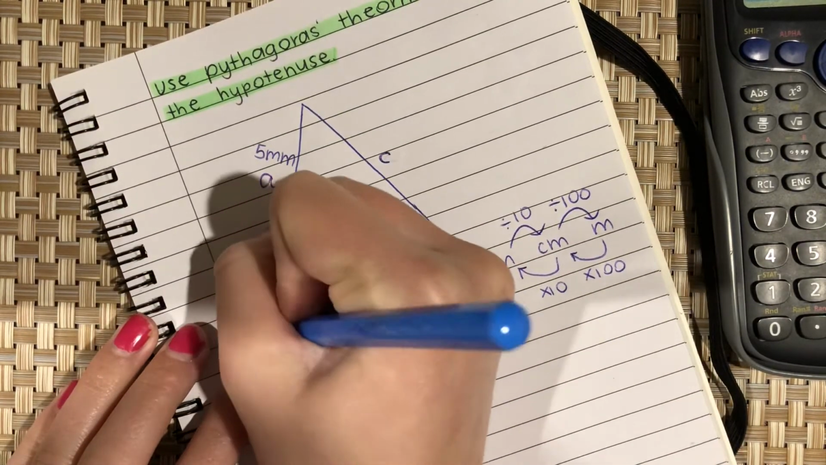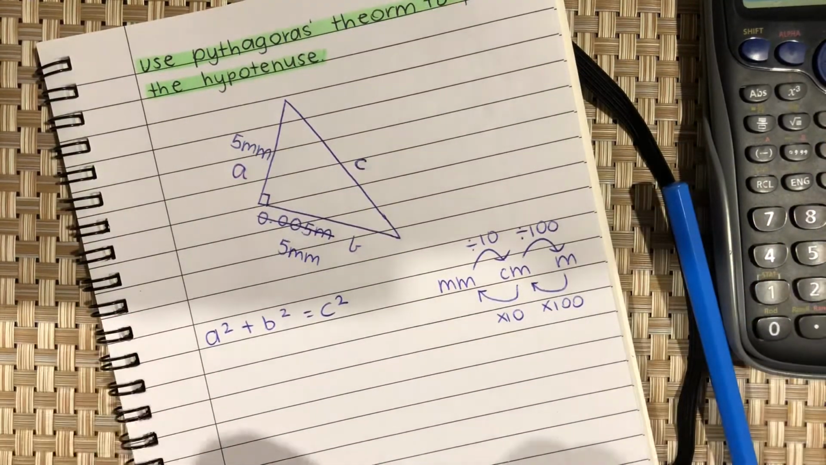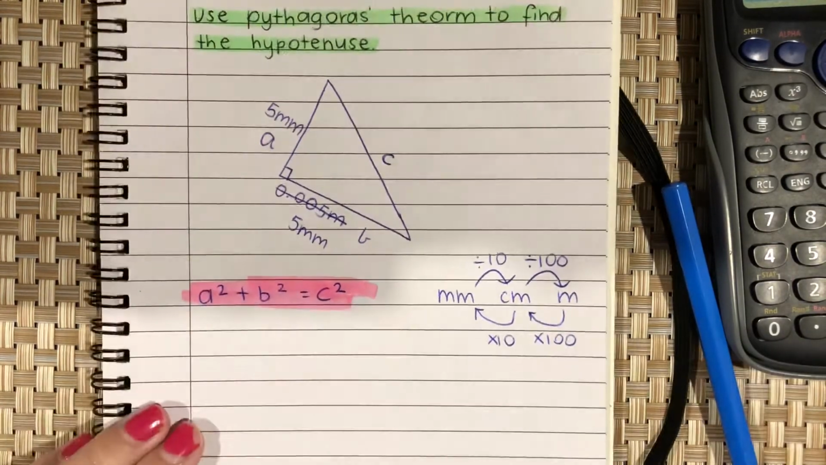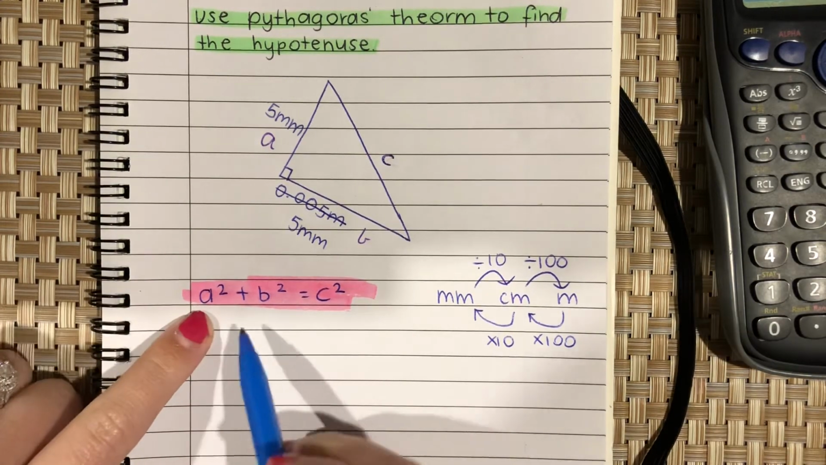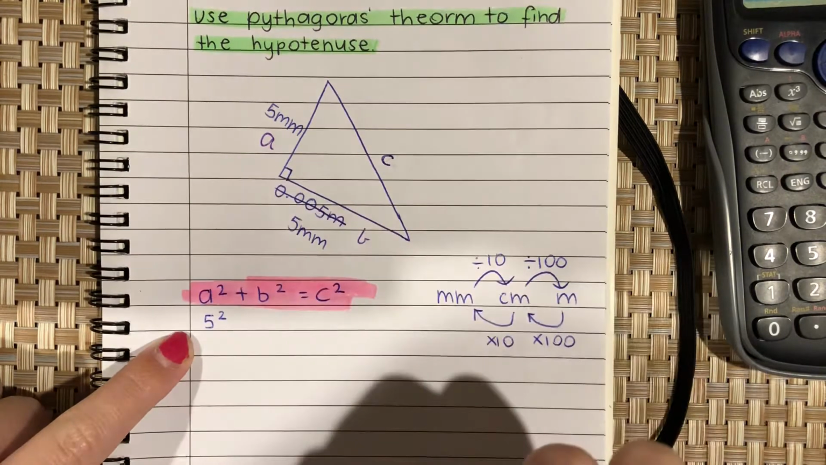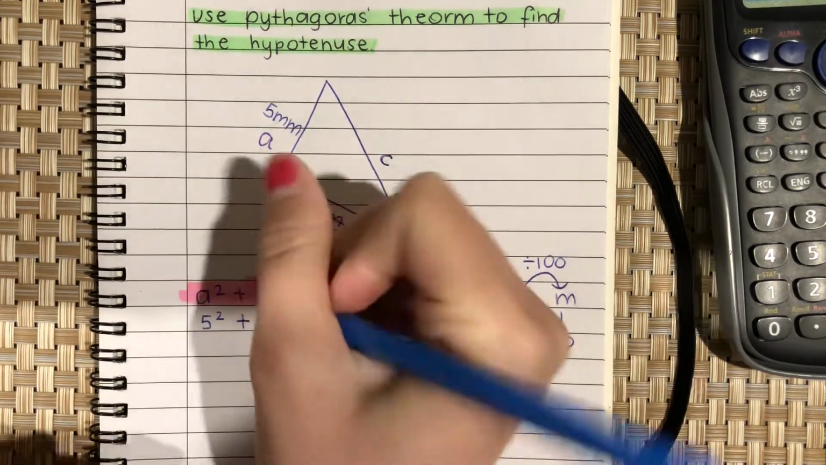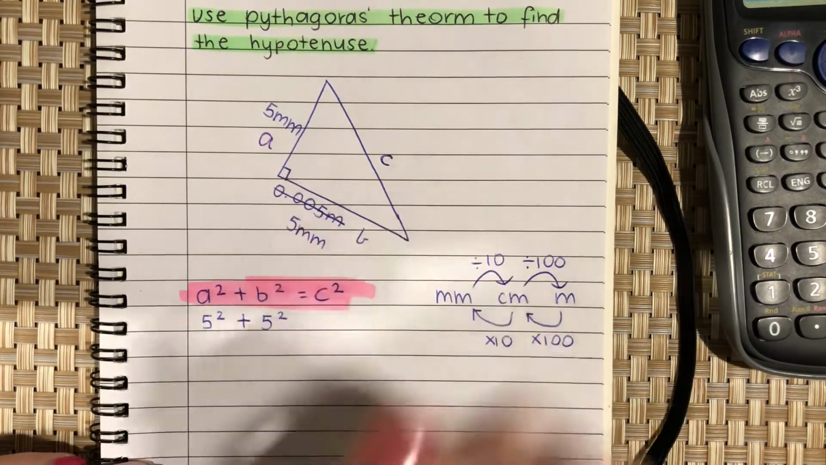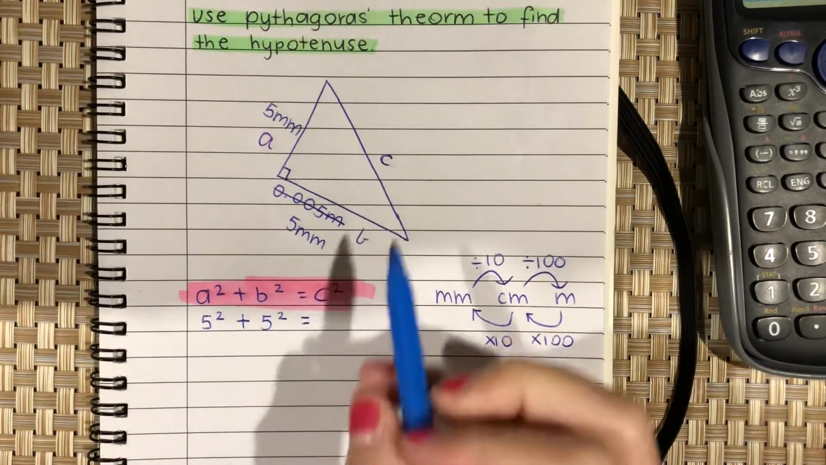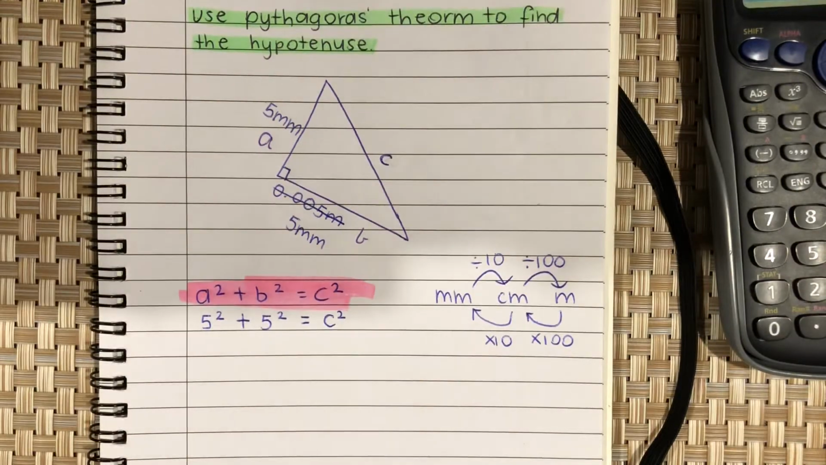So, formula, first, all the time. Highlighting it again for you to see how important it is. All right. What's my A? My A is 5. So 5 squared plus, what's my B? 5 again. So 5 squared equals C squared. Well, we don't know what C is. We're trying to find the hypotenuse, so C squared stays as it is.